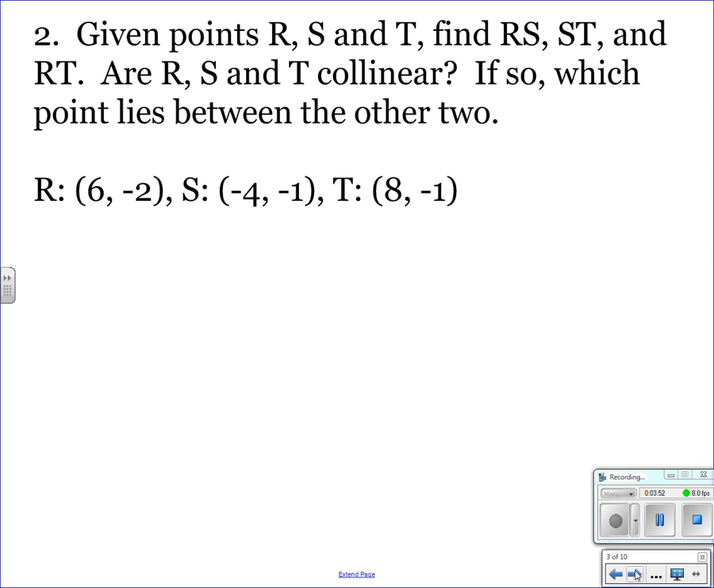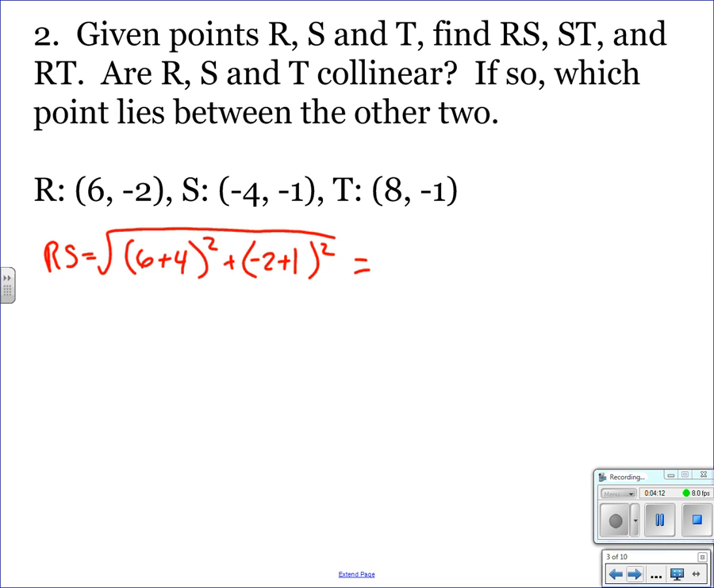Okay, so let's find RS. Square root. I set it up like that. Now RS, you can go either way. I'm going to do 6 minus a -4 and -2 minus a -1. So that's the square root of 10 squared, which is 100, plus -2 plus 1 is -1 squared, which is 1. So that's the square root of 101.